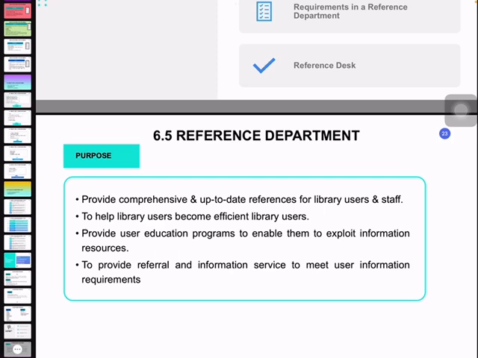Sorry. The purpose of the reference department is, first, to provide comprehensive and up-to-date references for library users and staff, and then to help library users become efficient library users, provide user education programs to enable them to exploit information resources, and to provide referral and information service to meet user information requirements. Basically, the purpose of the reference department is to serve the user, to fulfill the user's information needs, to entertain user requests, and so on.